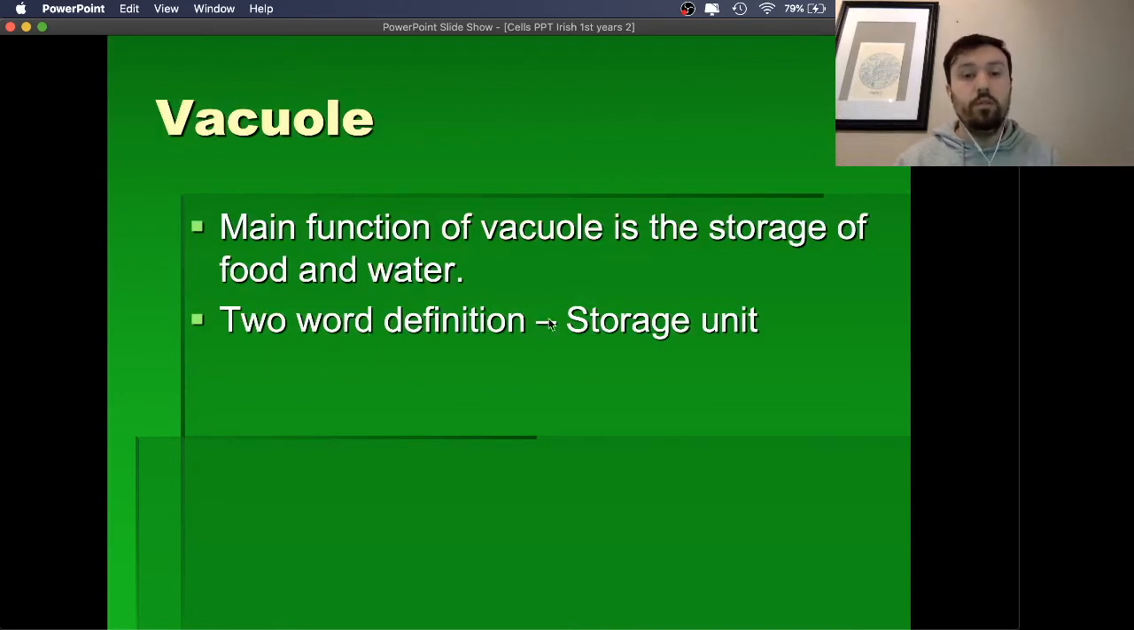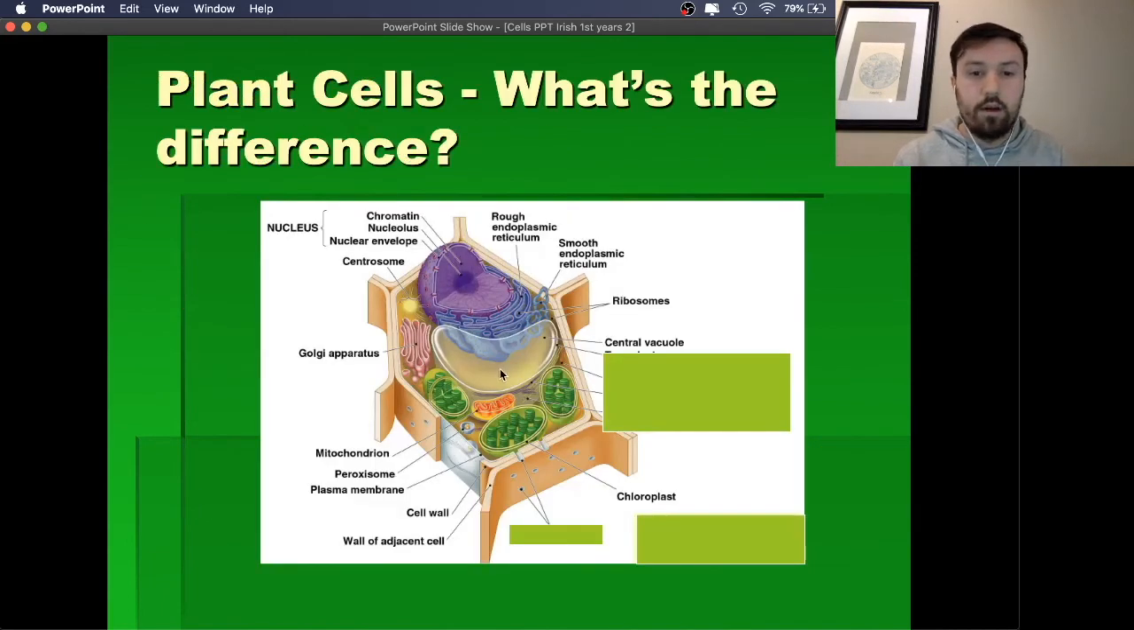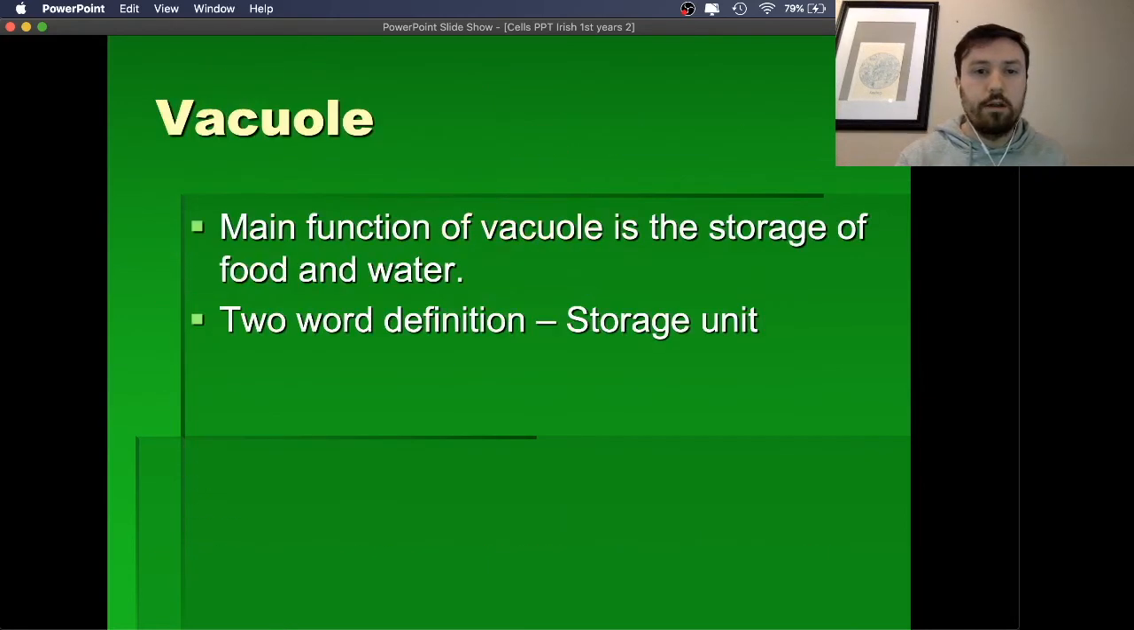And there's a two-word definition we can use. It's a storage unit. Just like you might have a storage unit to store a bunch of extra stuff, that's kind of what the vacuole is. If you go back to this slide, all that's in here is maybe some food and water, because plants can't really move around whenever they want to go find food. They can't really do that, right? They're fixed in place. So when they get food and water, they have to store it for a little while until they can use it later on, right? So the main function of a vacuole for our purposes right now is storage of food and water, and the two-word definition is a storage unit, okay?